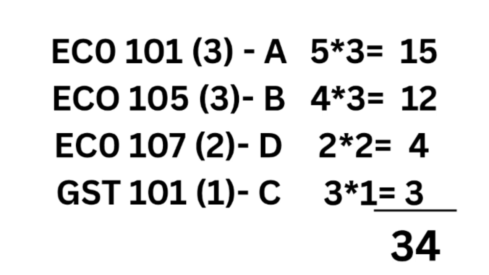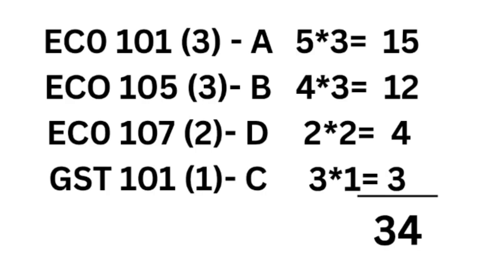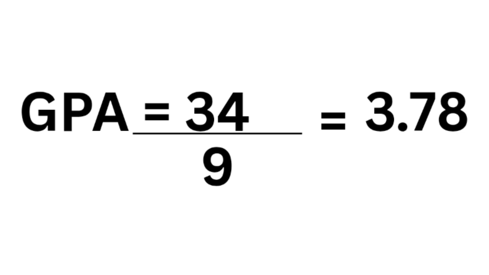So to calculate the grade point average, remember we said it is the total grade points divided by the total credit unit. So in this case, his total grade point is 34 divided by his total credit unit, which is going to be 3 plus 3, that is 6, plus 2, 8, plus 1, 9. So 34 divided by 9 is 3.78. So his GPA for that semester is 3.78.